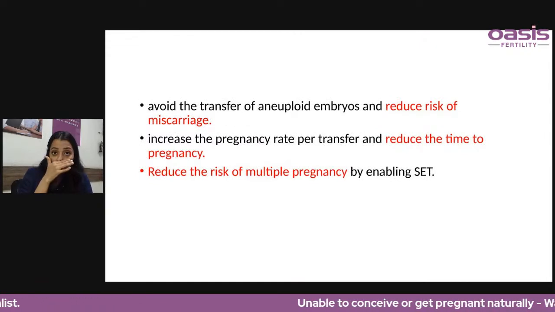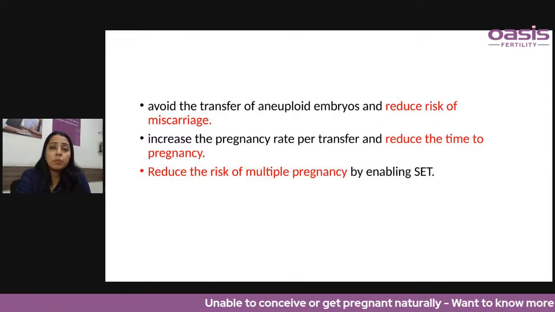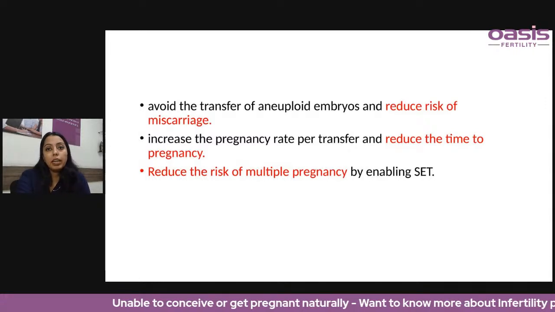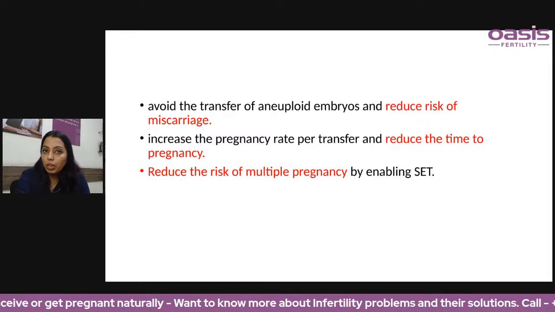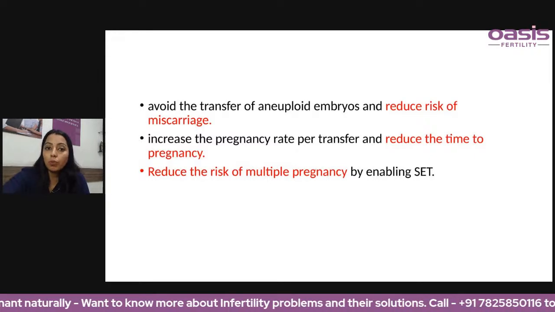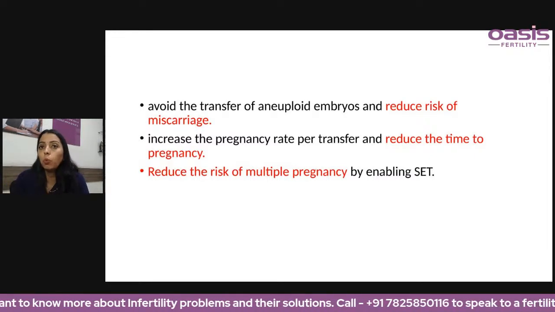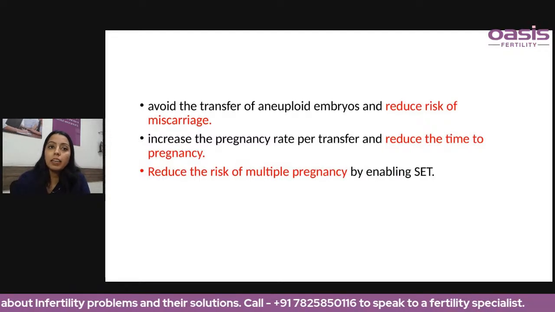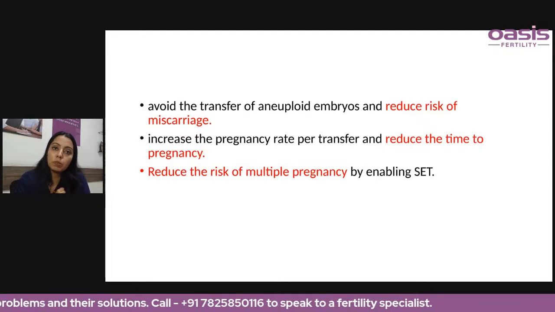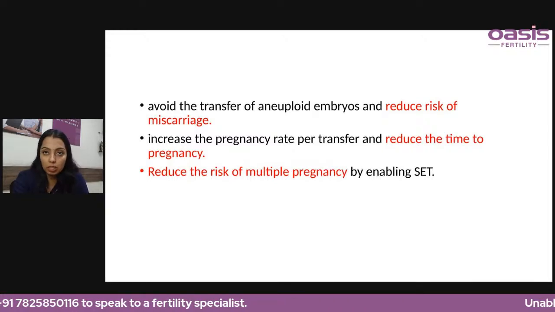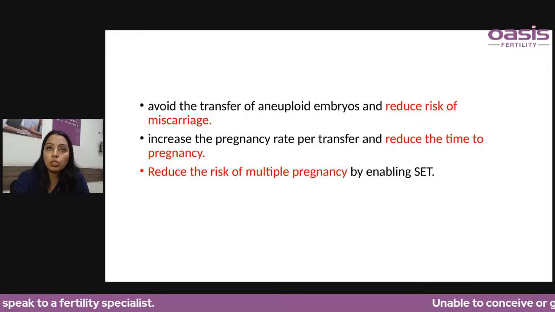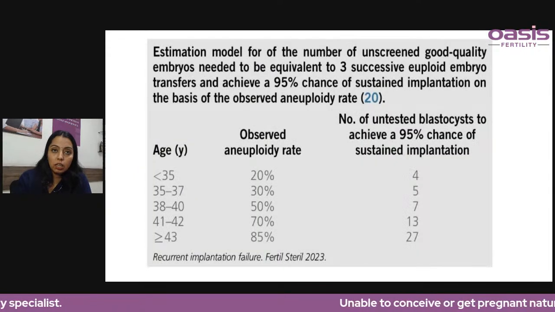Now, to put it in simple terms, how is PGTA really helping you? It helps you reduce your risk of miscarriage. It helps you reduce the time to pregnancy because it helps me select, out of all the embryos which have been formed for you, what is genetically normal. And it helps to reduce the risk of multiple pregnancy because it's giving me the confidence of putting only one embryo at a time rather than putting 2 embryos which are untested.